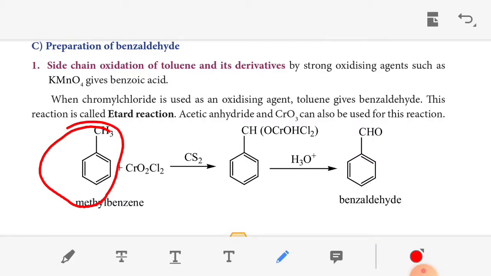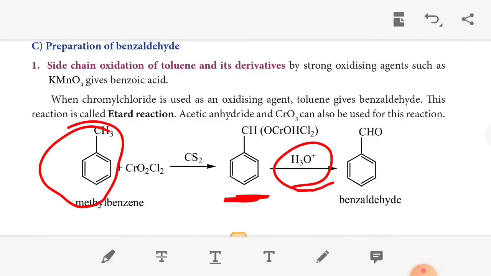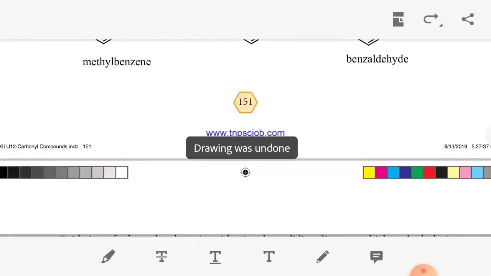CS2 is a non-polar solvent. We get an Etard complex. Then further hydrolysis gives the compound benzaldehyde. So this reaction is called the Etard reaction. What is the Etard reaction? Methylbenzene in the presence of chromyl chloride forms the Etard complex. Further hydrolysis gives benzaldehyde. This is called the Etard reaction.